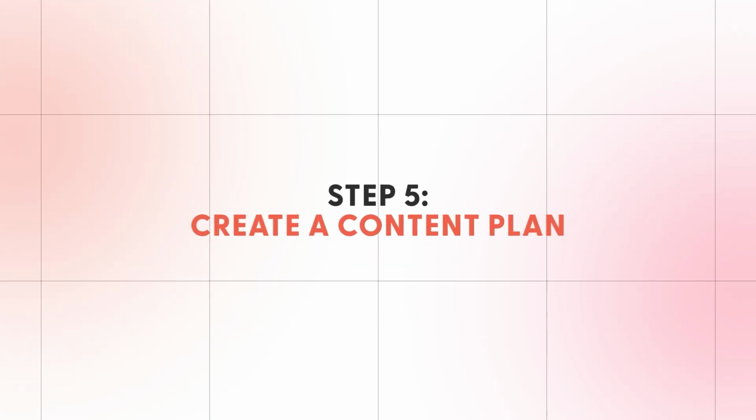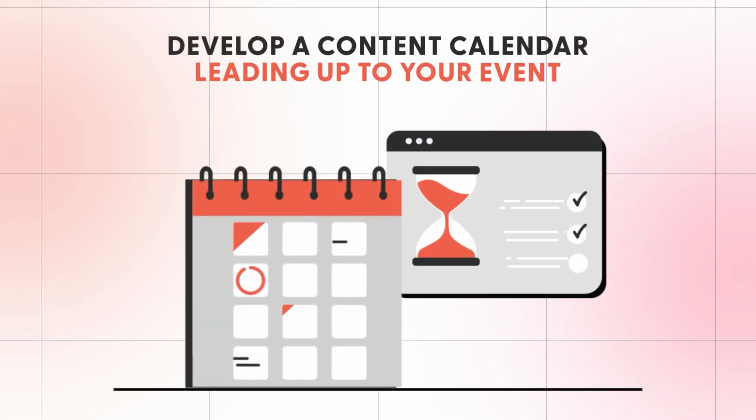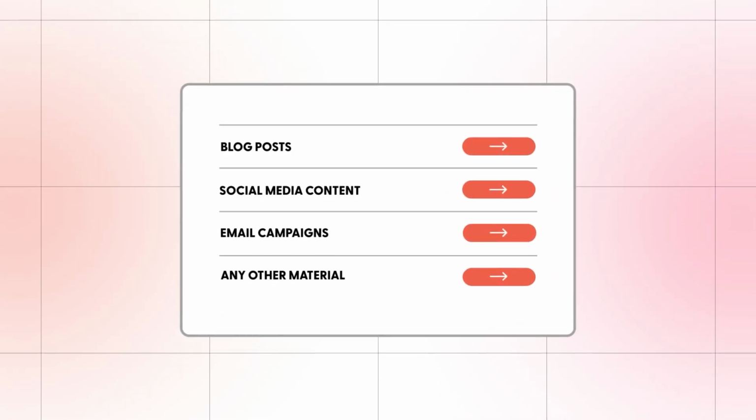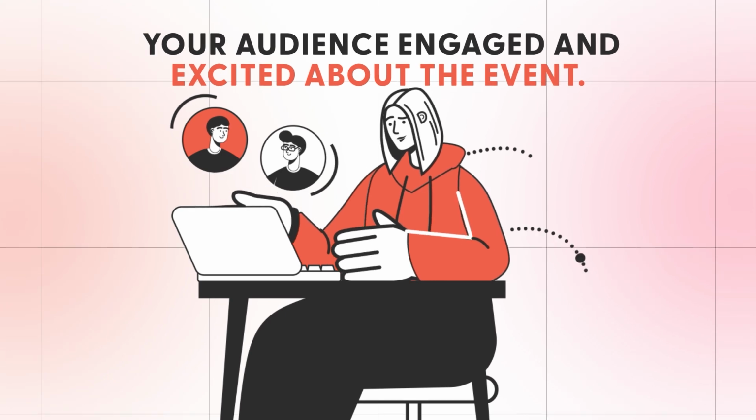Step 5. Create a content plan. Develop a content calendar leading up to your event. Include blog posts, social media content, email campaigns, and any other material that will keep your audience engaged and excited about the event.